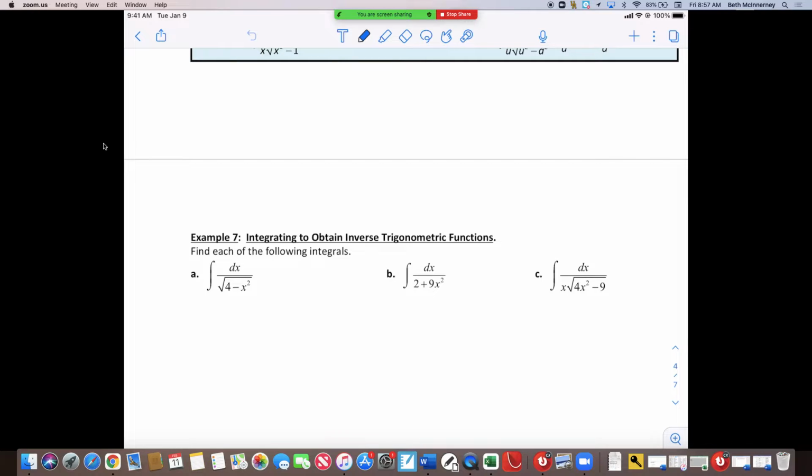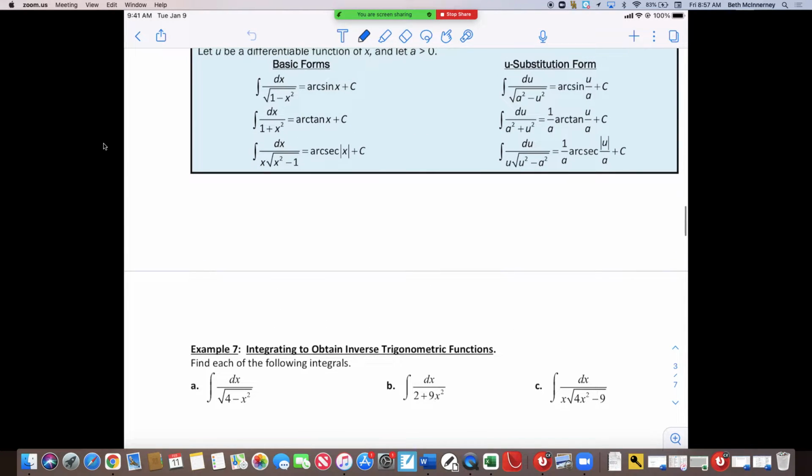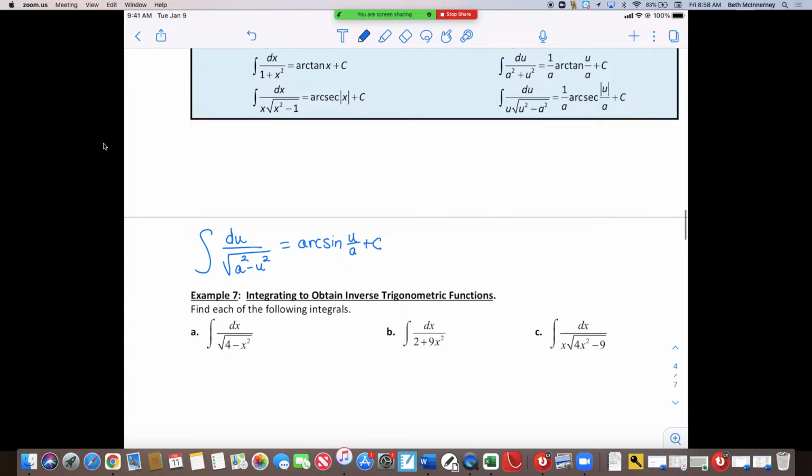If I have the integral of dx over the square root of 4 minus x squared, I want to look back at my three options. Do you see that this best looks like du over the square root of a squared minus u squared? So we want to keep that blue box nearby. So what is a here? 2. And my u is the x. The du is dx.